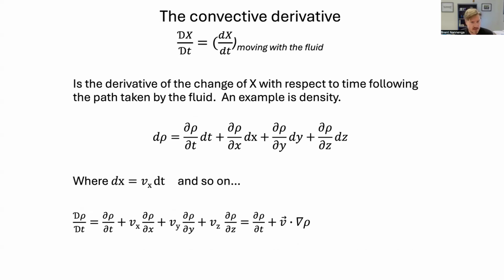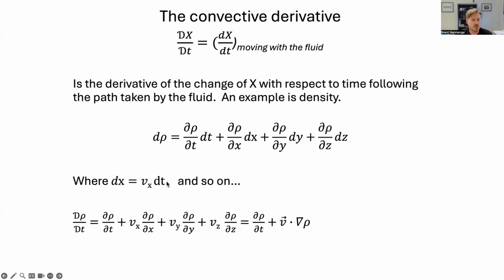So the last, and one of the more important, definitions we're going to have here is called the convective derivative. This is really important because it is the rate of change of some parameter, some x, with respect to time following the path taken by the fluid. If you imagine you have this unit of fluid that we're analyzing, it's the rate of change of that unit of fluid as it is moving in the flow. One example we give here is density.